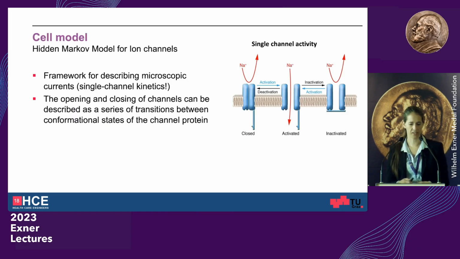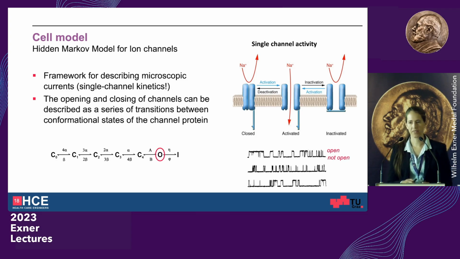So how does this work when we're looking at the cell model? We started with a very simple channel with simple kinetics, but each of these ion channels can be in different states. They can be open, closed, or inactive. There are not only two different states like open and closed, but many, many different states. But we can only see when the channel is open.